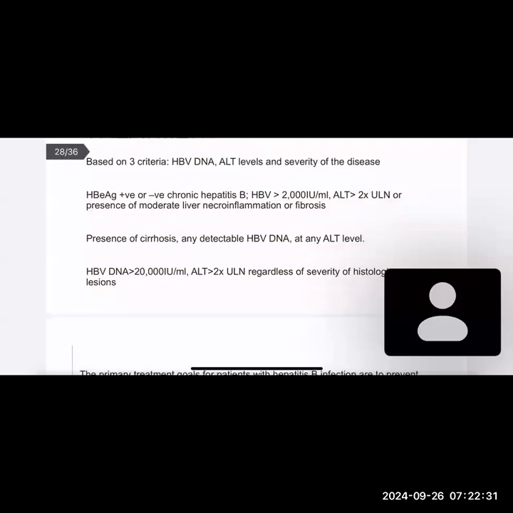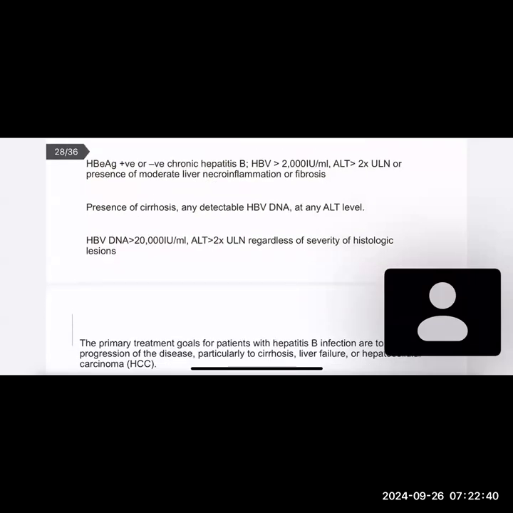If there's cirrhosis and any detectable level of the virus and any level of the alanine transaminase, they should be treated. And if they have HBV DNA levels that are greater than 20 international units, or alanine transaminase that is greater than 2 times the upper limit of normal, regardless of what the histologic lesions are, they should also get treated.